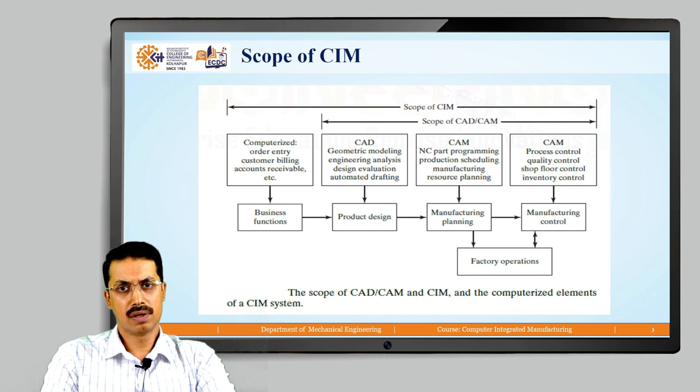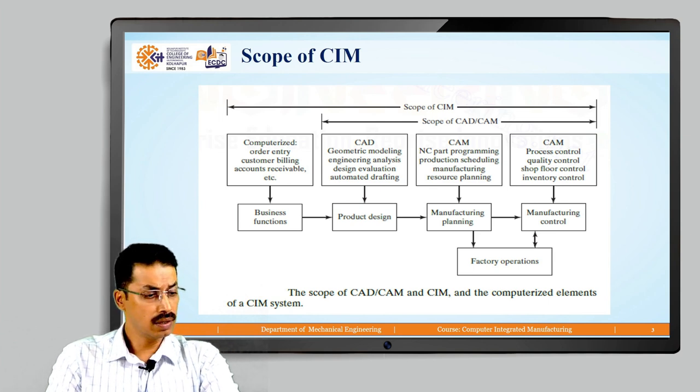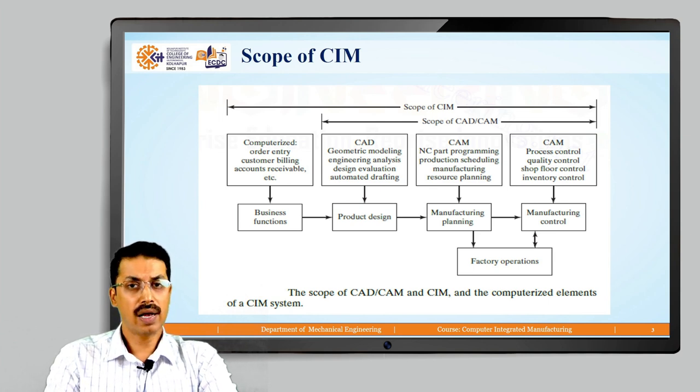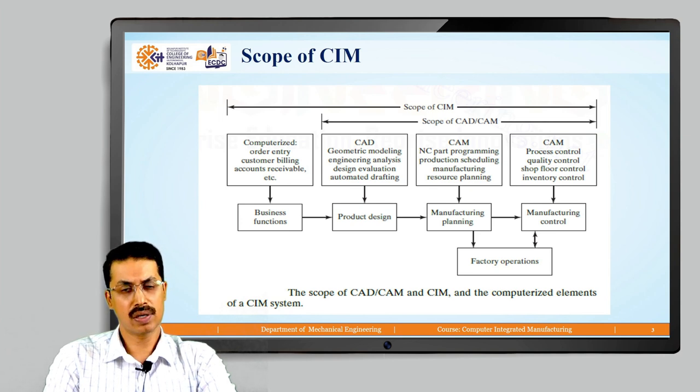the CAD engineer or the design engineer will design a model with the help of the computer. So geometric modeling, engineering analysis is done and automated drafting software is used. For example, any CAD software, such as CATIA, is used for the drafting of that particular design.